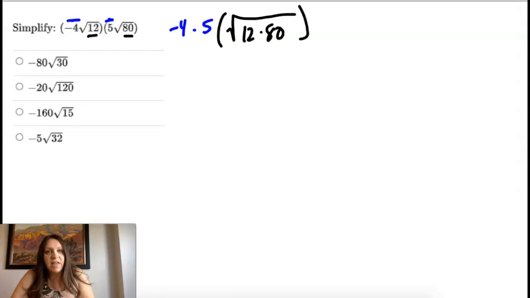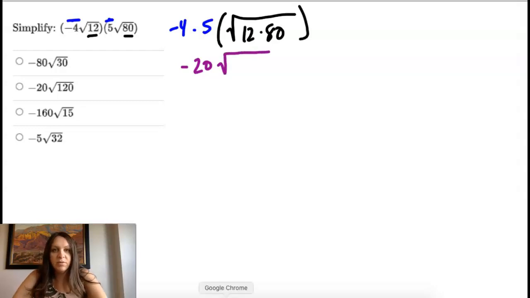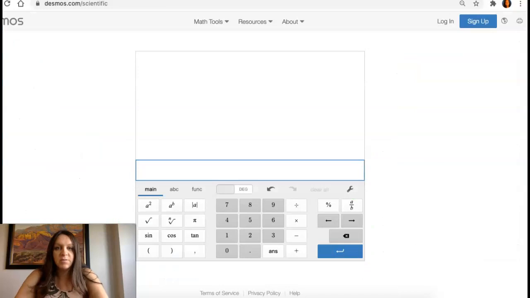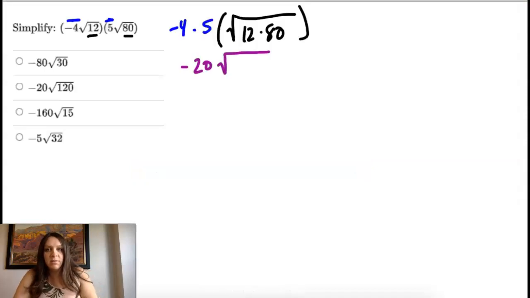And then when I simplify that, I multiply the numbers, -20, and then underneath the square root, I need to multiply 12 times 80. So I'm going to go to my Desmos calculator, 12 times 80, and I get 960. So I can see that nothing matches here, right? There's the -120, but nothing here. So we're going to have to simplify this a little bit.